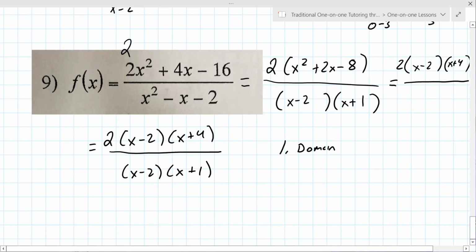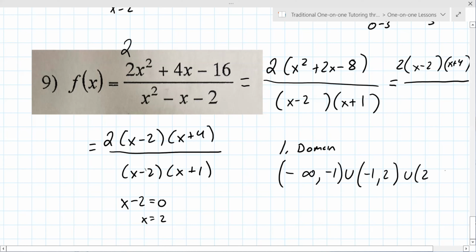Negative infinity to -2, in union with -2 to -1. When you set the bottom equal to 0, it's x minus 2 equals 0, so x equals 2. Yeah, and that shifts your domain. So it'd be negative infinity to -1, in union with -1 to 2, in union with 2 to positive infinity. Good.